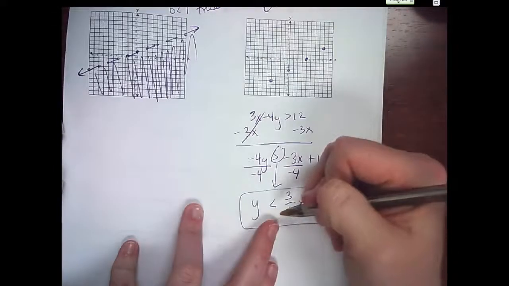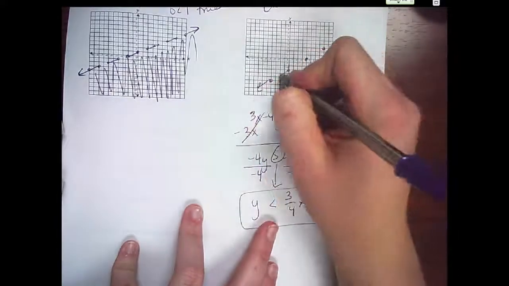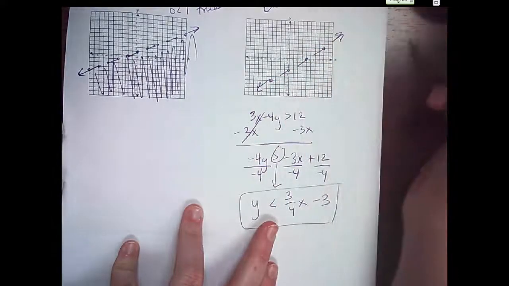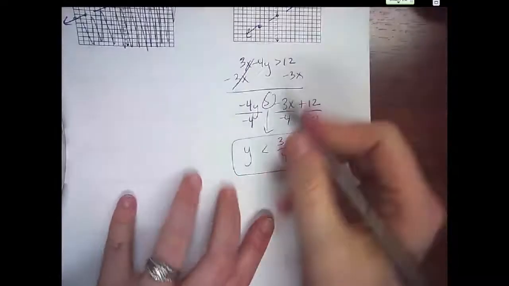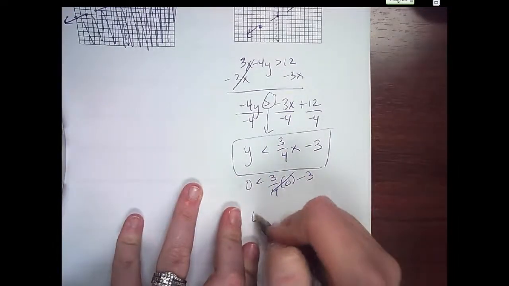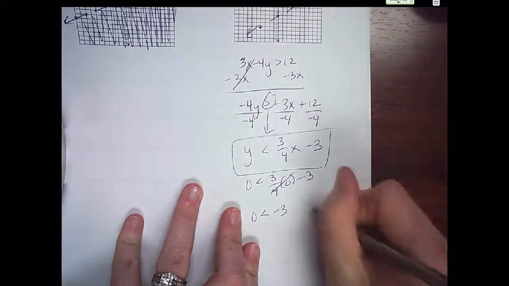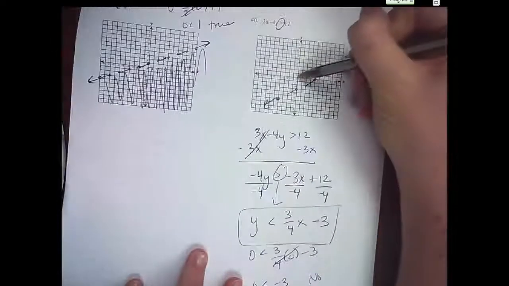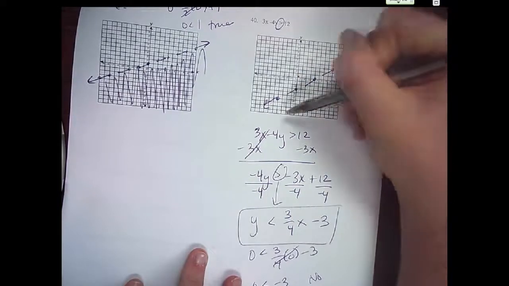Okay, again, there's no equal sign, so it's dashed. Okay, and let's plug in 0, 0. So I put 0 is less than 3/4 times 0 minus 3. That's gone. Is 0 less than negative 3? No. So here's 0. That means I have to go to the other side of the line, and everything on here is a solution.